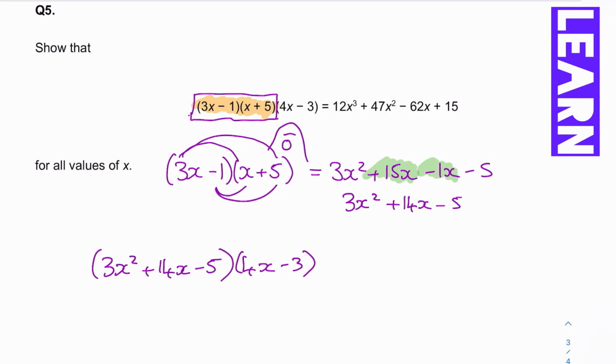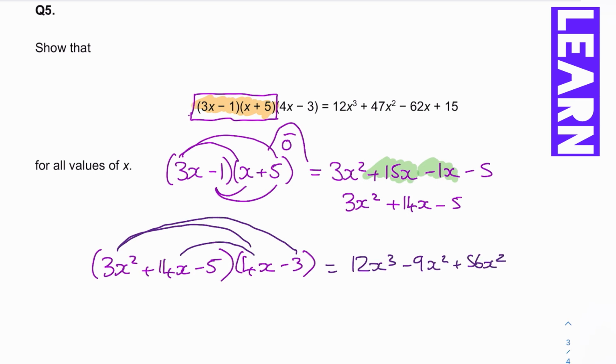We do exactly the same as before, but this one's a little bit more complicated because in our first bracket we've got 3 terms. So we do 3x squared multiplied by 4x, which is 12x cubed. We have 3x squared multiplied by negative 3, which is negative 9x squared. We now go to our middle term. 14x multiplied by 4x is equal to 56x squared. 14x multiplied by negative 3 is equal to negative 42x.